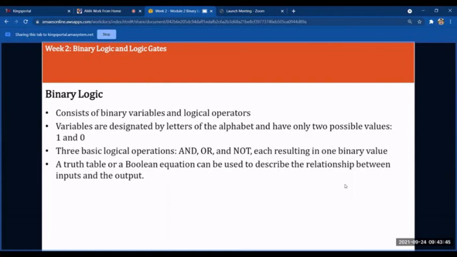There are three basic logical operators. We have AND, OR, and NOT, each resulting in one binary value. When these are operated, we will have a truth table. A truth table or a Boolean equation can be used to describe the relationship between inputs and the output.